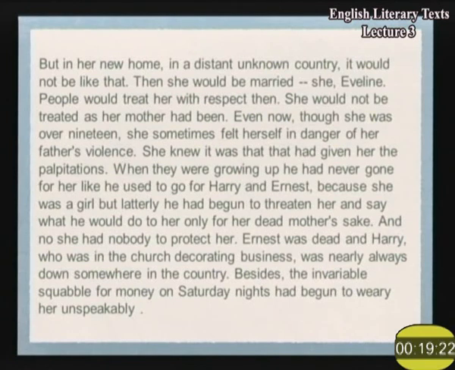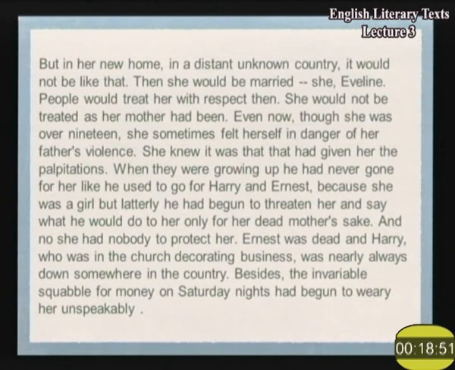But in her new home, in a distant, unknown country, it would not be like that. Then she would be married. She, Evelyn. People would treat her with respect. She would not be treated as her mother had been. Even now, though she was over 19, she sometimes felt herself in danger of her father's violence. She knew it was that had given her the palpitations.